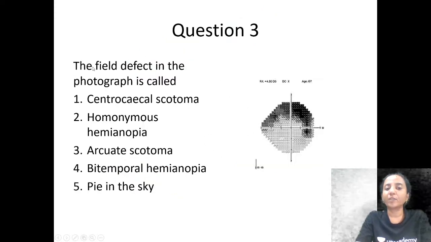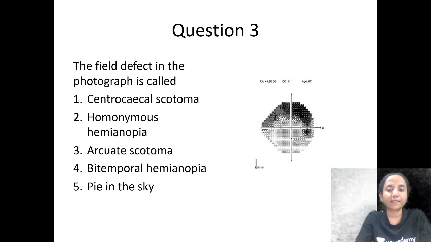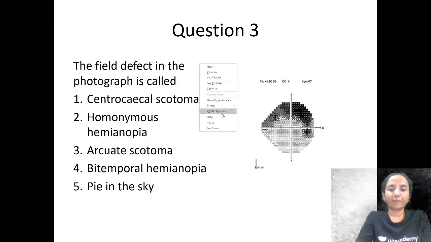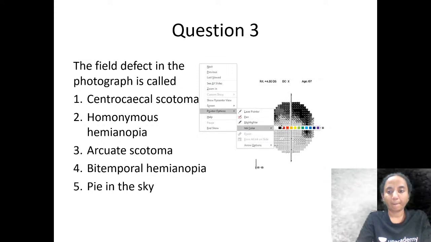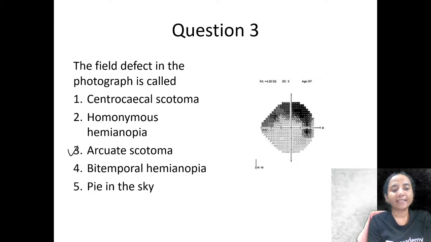Identify the field defect in this photograph. Is it a centrocecal scotoma? Is it a homonymous hemianopia? Is it an arcuate scotoma? Is it a bitemporal hemianopia or is it a pie in the sky? What is this field defect called? Does anyone know? Okay, let me tell you, this is called an arcuate scotoma.